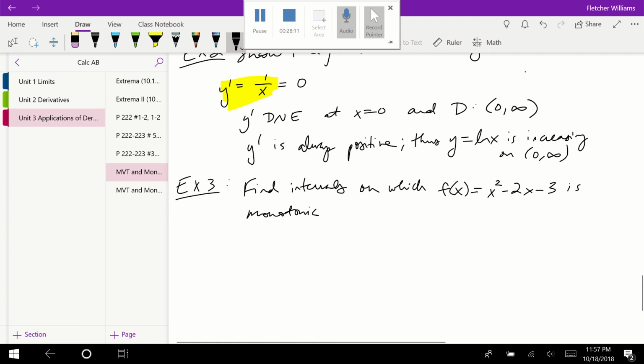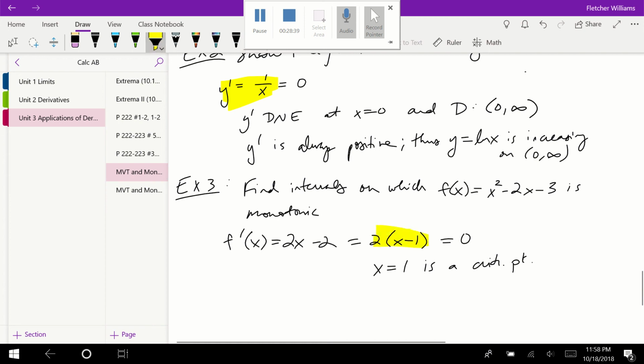Okay, so you take the derivative. That'll factor out nicely. Set it equal to 0. So x equals 1 is a critical point. And just looking at the function, it's already factored here, 2 times (x minus 1). Well, if you put in any number greater than 1, it's going to be a positive derivative, so it's increasing. If you put in any number smaller than 1, it'll be negative and decreasing.